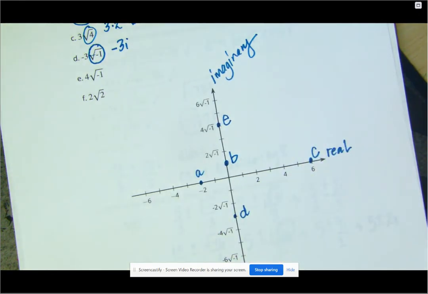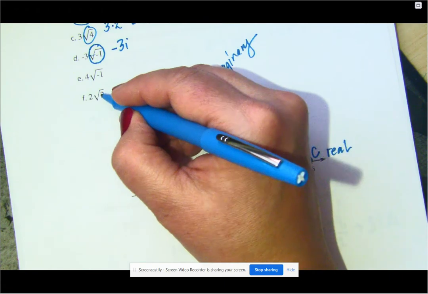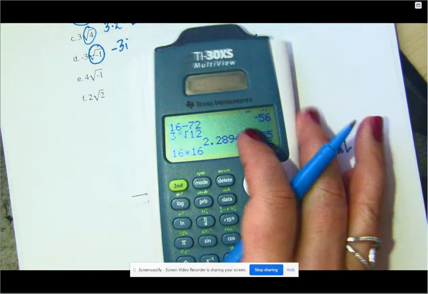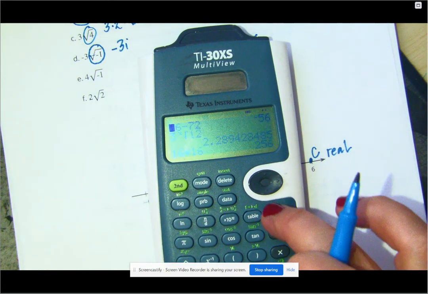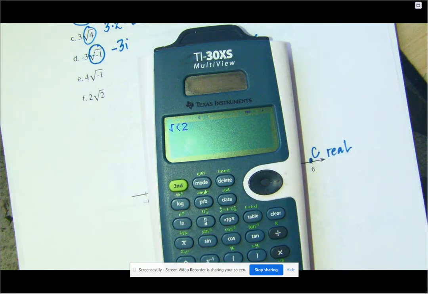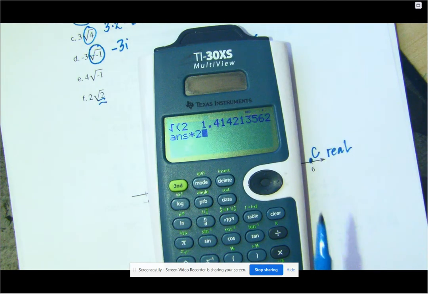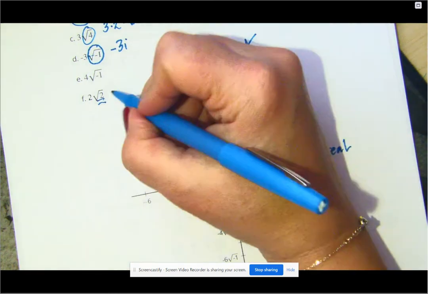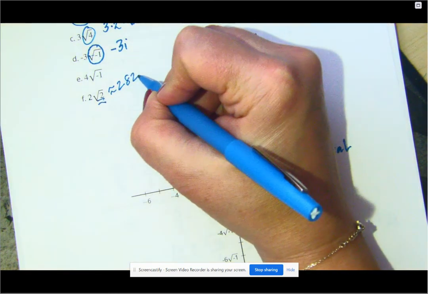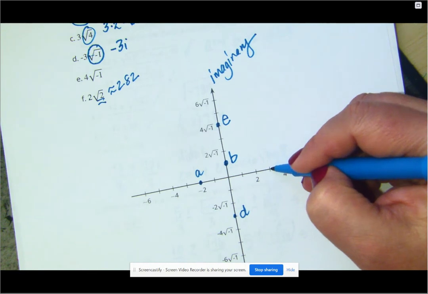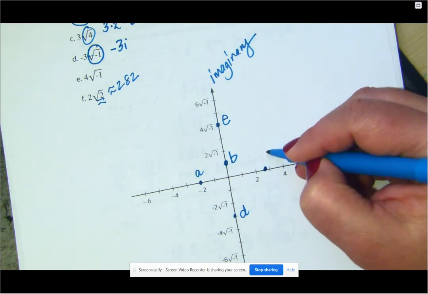And then the last one, hopefully you know it's real because it's not negative under that radical. 2 square root 2, that means 2 times this. Well, 2 doesn't have a nice whole number square root. So let's go figure out what it is approximately. Square root of 2 is about 1.41. And then I'm multiplying that by 2. So it's about 2.82. So that would be, here's 3. So it's right before, there's letter F.